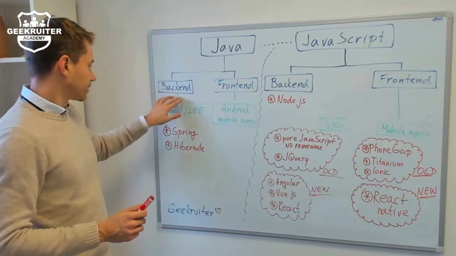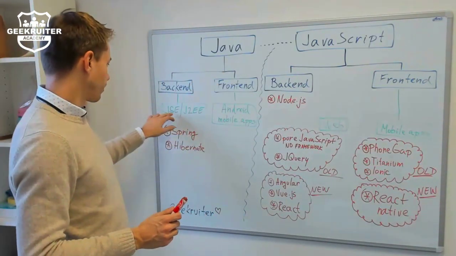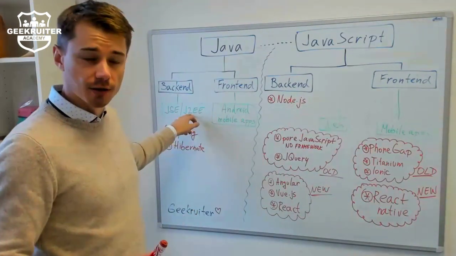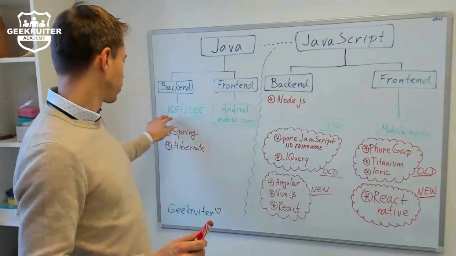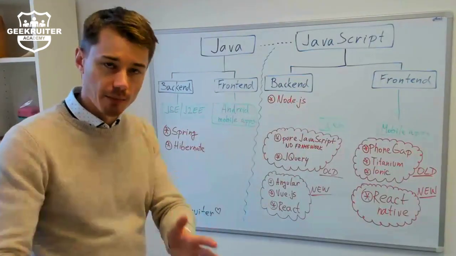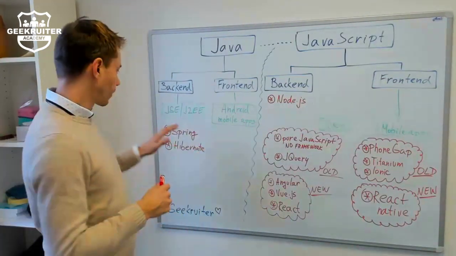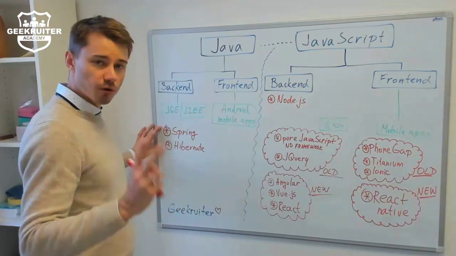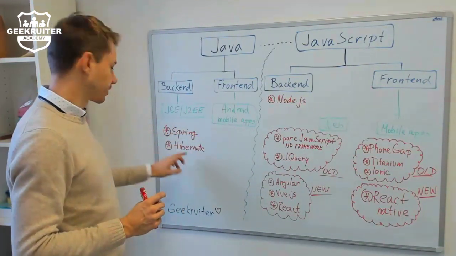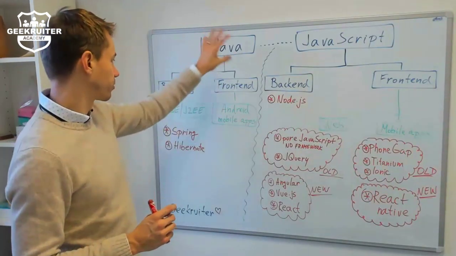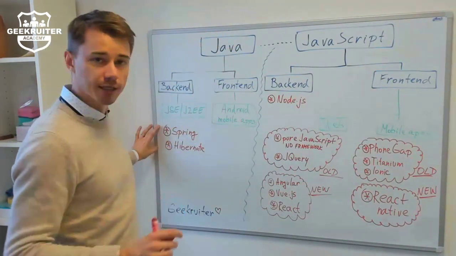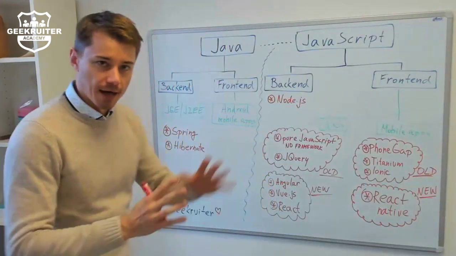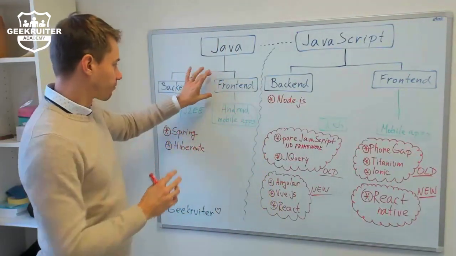Java on backend means Java Standard Edition and Java Enterprise Edition. So Enterprise Edition is pretty much the Standard Edition plus some additional APIs. It's used for corporations, for example. And here we are talking about two main frameworks, which are Spring and Hibernate. Okay, so if you look at Java on the backend side, you see Spring and Hibernate as the two most important frameworks.